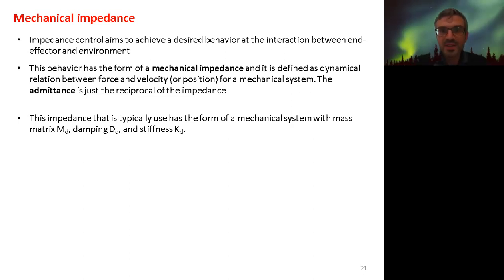And this is how the impedance looks like, in the form of a virtual mechanical system with a mass matrix MD, which we can, for example, set to be diagonal, a desired damping matrix DD that we can choose as we want, and the same also for the stiffness matrix KD.